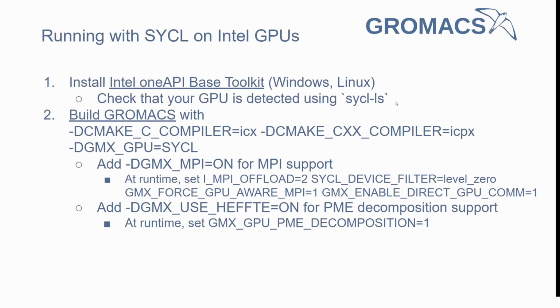So make sure that your GPU is actually detected, and then just build GROMACS with these parameters, with Intel compilers and GMX_GPU=SYCL. And for multi-GPU support you can use Intel MPI, enable it at build time, and set the quite long line, but hopefully with new versions that will shorten a bit as both we and Intel mature the features and make them less experimental. Apparently, you will need to set all these environment variables. And you can use Heffte for PME decomposition. Again, it needs a special variable to be enabled at runtime.